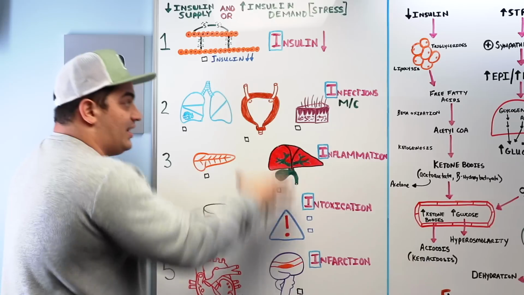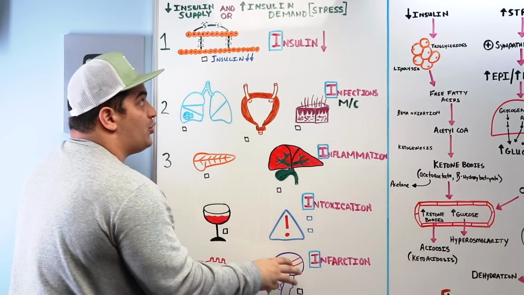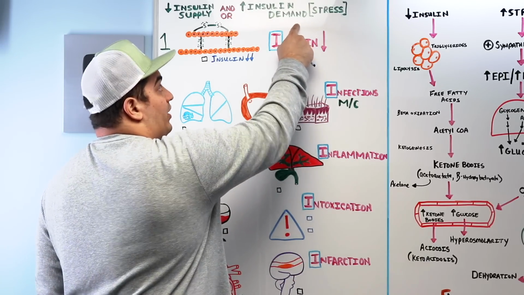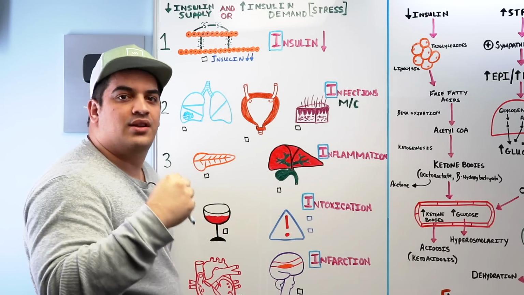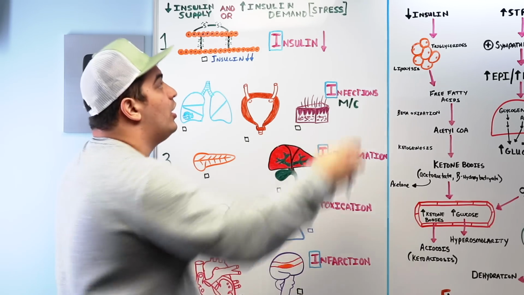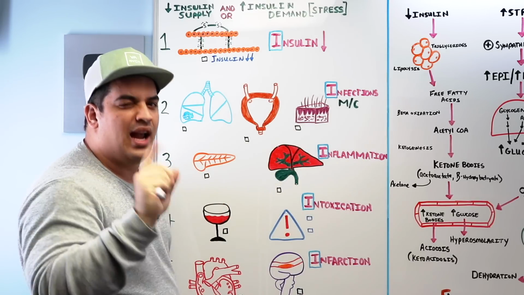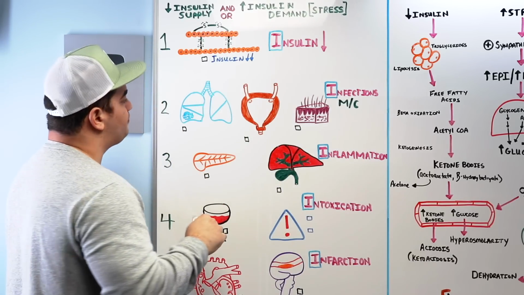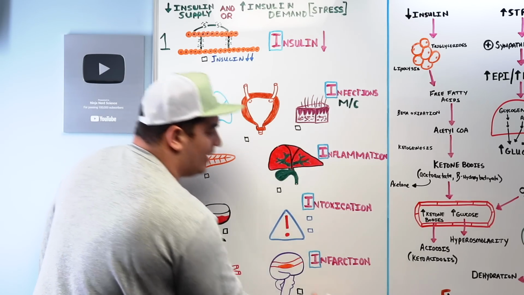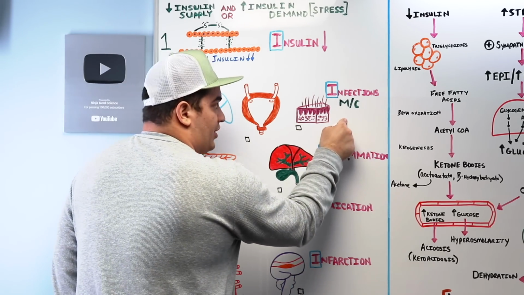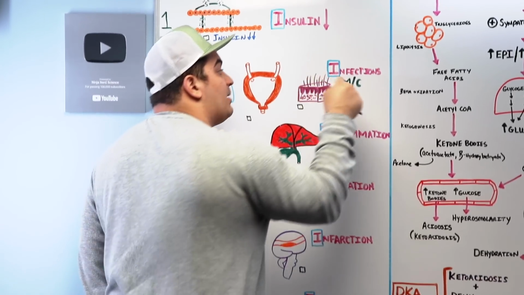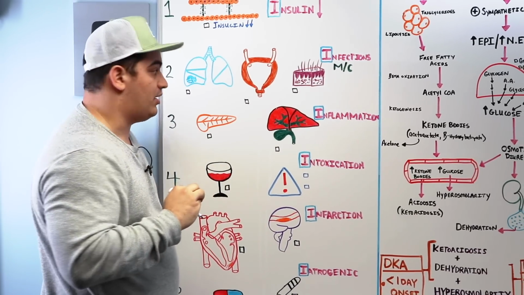All the other remaining 5 I's that I want you to remember are associated with this point, where there's an increased insulin demand. And more specifically, there's some stress in the body that's causing an increased insulin demand. And I'll explain that later, okay? Now, the 5 I's are going to be infections. And this is high yield because this is the most common cause for increased insulin demand.